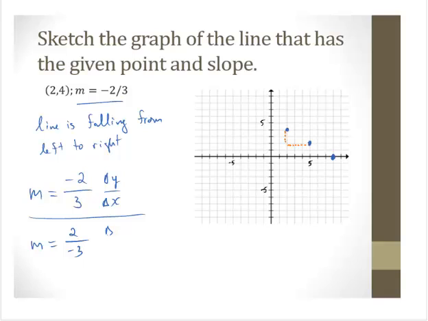And so now taking 2 as my delta y and negative 3 as my delta x, the line rises 2 units and moves to the left 3 units. And again, I get another point on the line. So there's a few points on the line. And so now, using a straight edge, I will draw the line that passes through those points. And so there is the line defined by that information.